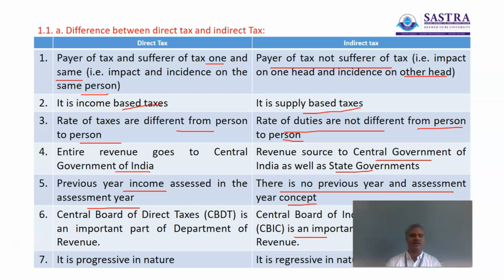And the final one: direct tax is progressive in nature, but indirect tax is regressive in nature. Progressive means the revenue is always increased, the tax rate is also increased. But here we are following only the same rate. So these are all the major differences between direct and indirect tax, my dear students. Okay.